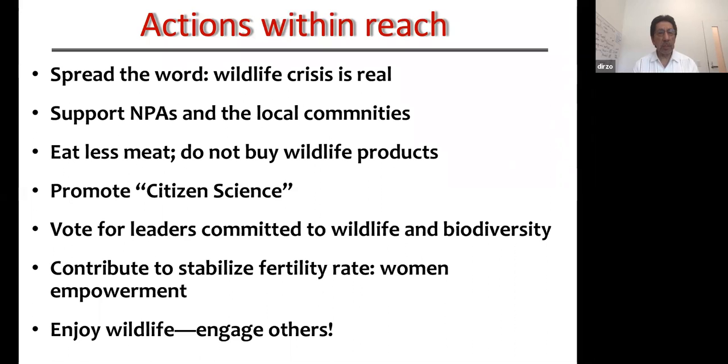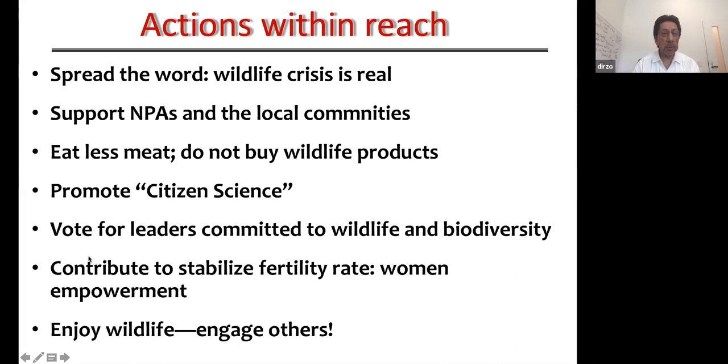We need to support the natural protected areas that are still present and the local communities who live in those areas, in some cases within the protected areas, in some cases adjacent or close to those protected areas, and both. You know, this might sound like a very selfish bullet point here. I am a vegetarian myself, and so I would recommend to eat less meat. That would have a very significant effect in terms of deforestation. And of course, I think it's a very doable thing to stop buying wildlife products. So the markets that demand wildlife products could be stopped, and we should contribute to stopping that.